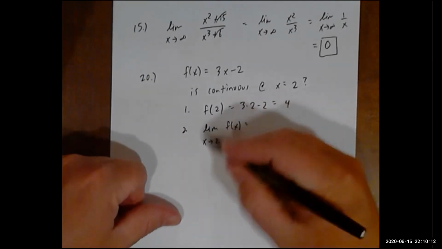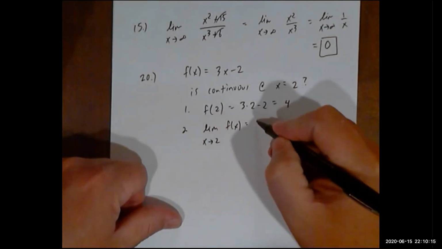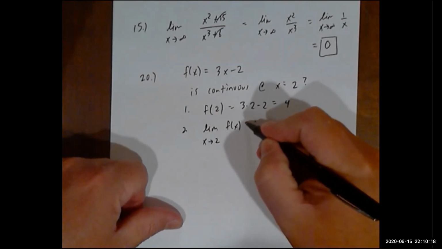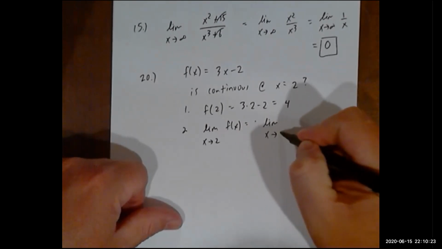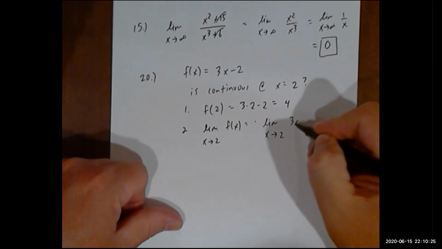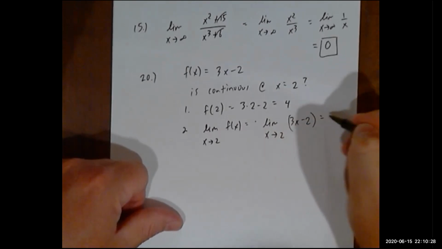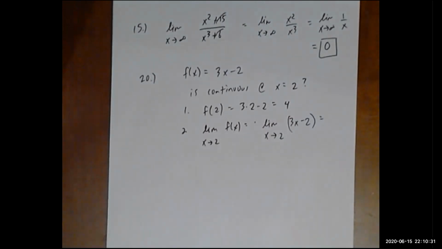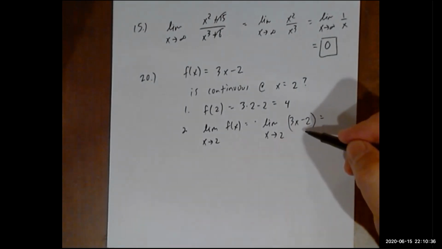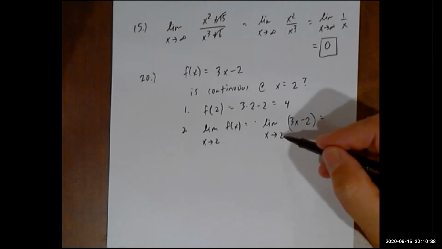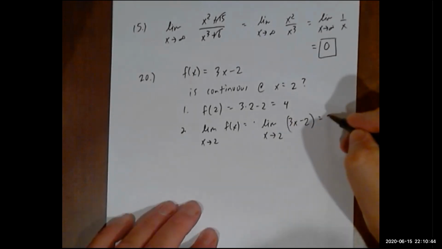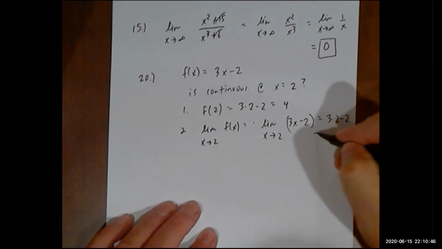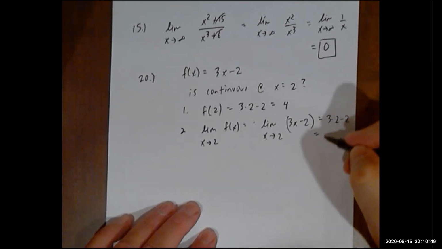Now, how do you, let me go and write this. So what this is really saying is, what's the limit as x approaches 2 of 3x minus 2? Well, we know how to do limits like this, right? The first step is you plug in the number for x and see what happens. If I plug in 2 for x, 3 times 2 minus 2 is 6, minus 2 is 4.